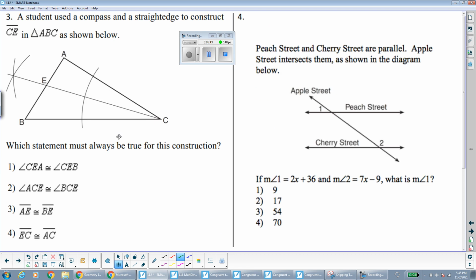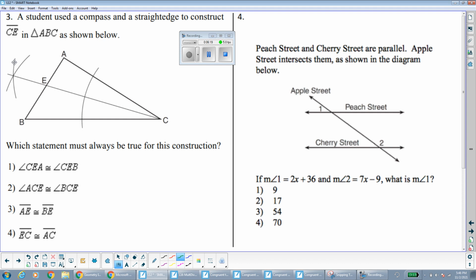Moving on to number 3, it says a student used a compass and a straight edge to construct segment CE right over here in the triangle. And we want to know which statement is always true for the construction. Before I even look at the statements, I want to try to figure out what construction is here. I see this first arc, this first construction mark on this angle over here on angle C. And then I see these smaller two arcs of equal length. And I see the construction that we're working with here is the angle bisector construction.